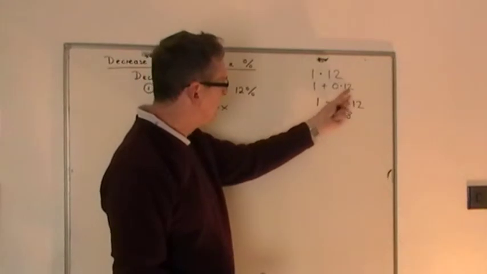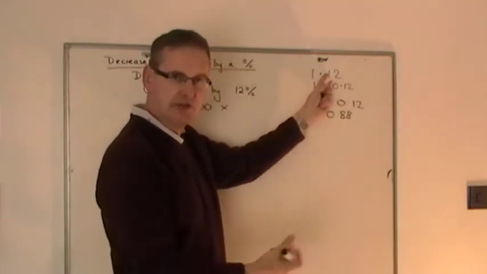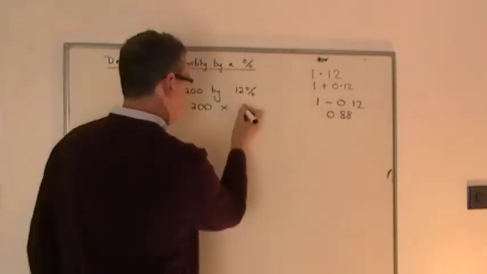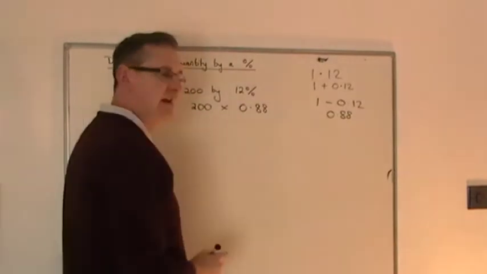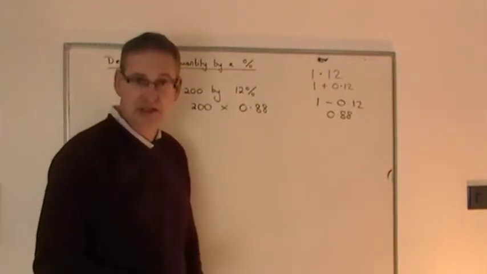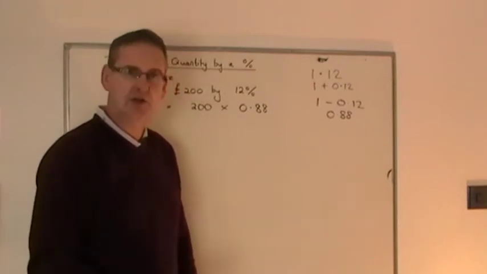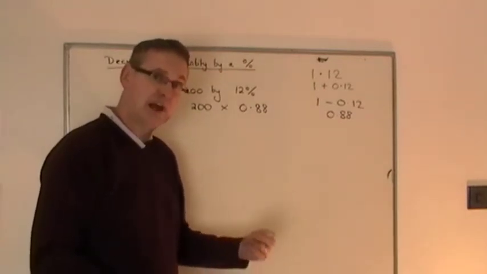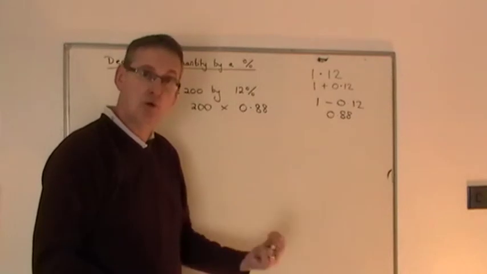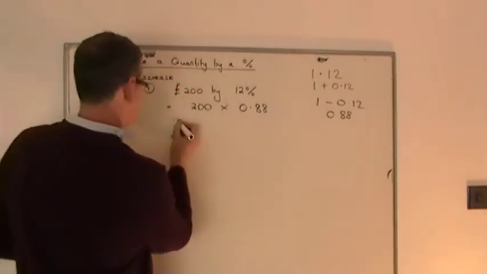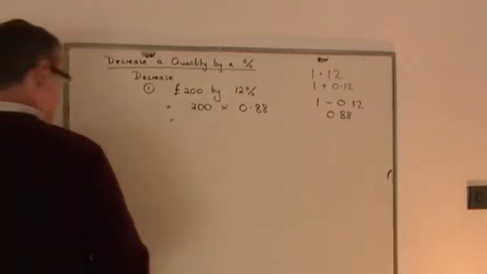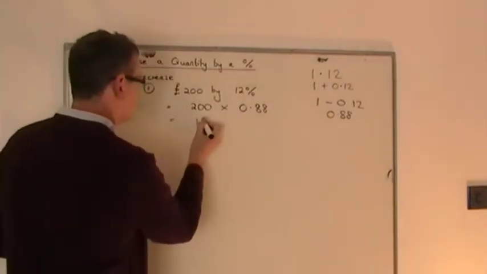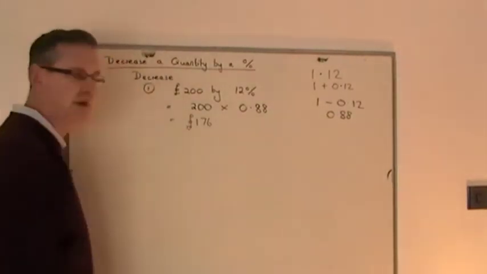So 1 plus 0.12, 1.12, that's an increase of 12%. 1 minus 0.12 is 0.88. So if I multiply by 0.88, that will give me a decrease of 12%. It gets less by 12%. Times it by 1, it stays the same, so it doesn't decrease at all. But if I times it by 0.88, that's a 12% decrease. It's 0.12 less. So we reach for a calculator. 200 times 0.88, and you get an answer of £176. There you go, we've done it.